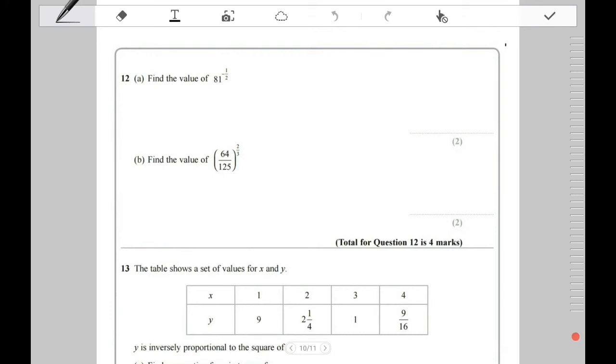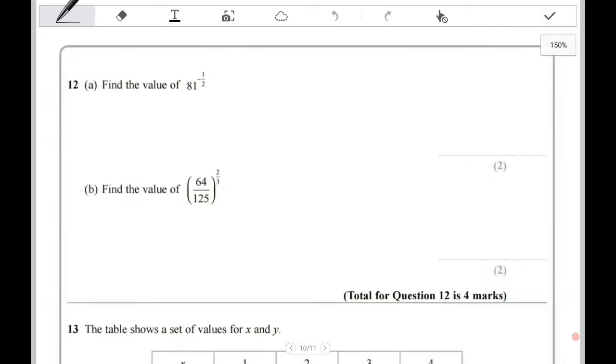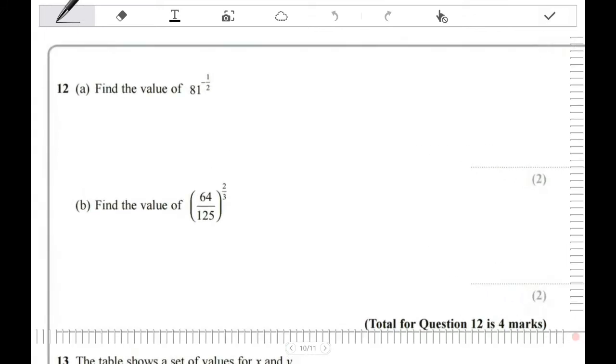Okay, so question 12 asks us to find the value of 81 to the power of minus a half. Okay, so how do we approach this? First of all, in terms of indice rules, what does the negative sign mean practically in this situation, and what does the half mean?